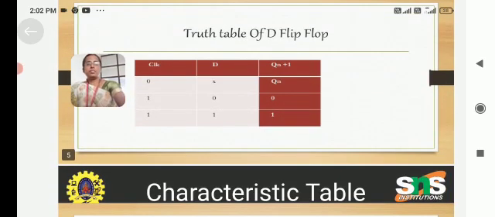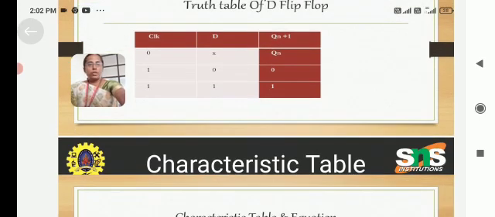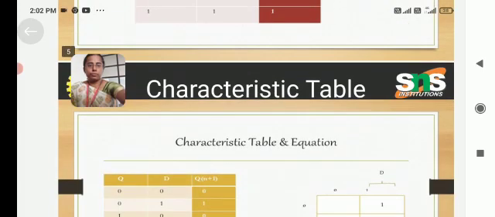Next, this is the truth table of the D flip-flop. When clock is 1 and the D input is 0, the output is 0. Whenever the input is 0, the output is 0, irrespective of the clock. In the third row, when clock is 1 and the input D is 1, the output is also 1, which is the representation of this truth table of the D flip-flop. When clock is 0, it shows the previous value of the output.